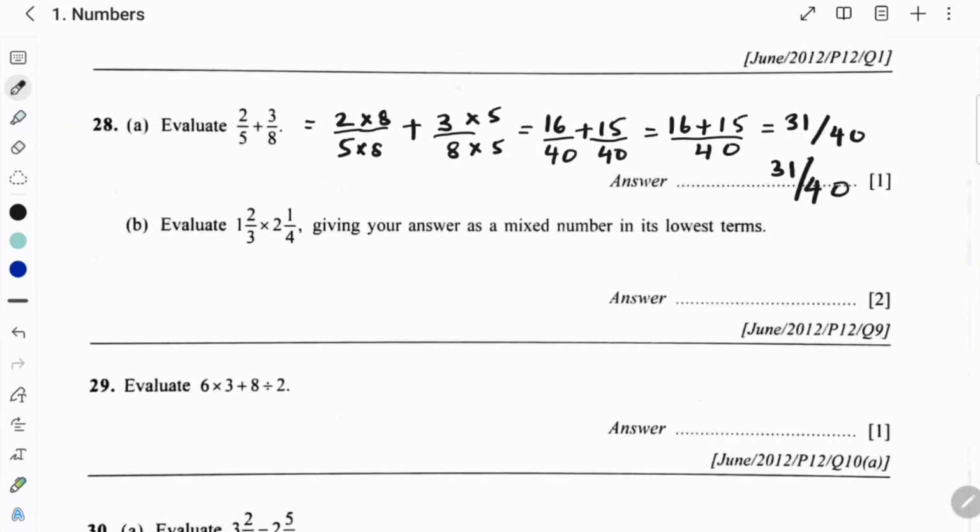Okay, the next part is 3 ones are 3 plus 2, 5. 5 over 3 multiplied by 4 twos are 8 plus 1, 9 over 4.